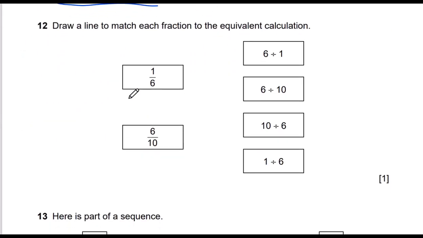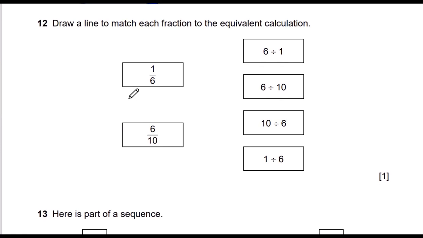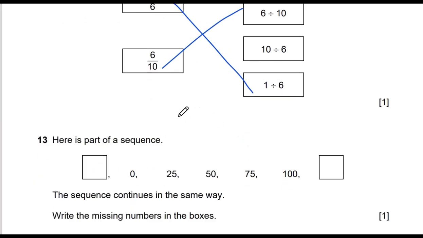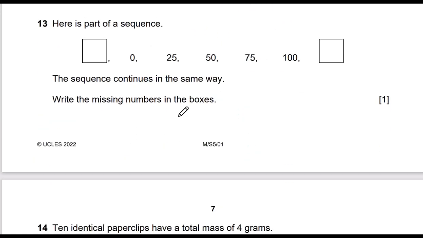Draw a line to match each fraction to the equivalent calculation. So 1 over 6 is equal to 1 divided by 6, and 6 over 10 is equal to 6 divided by 10. I guess this will be too easy for you, right? Next, here's a part of a sequence. The sequence continues in the same way. So write a missing number in the boxes.